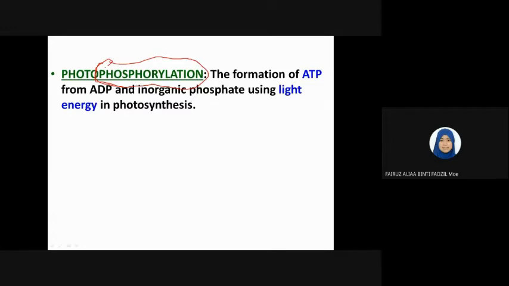Okay, when we say photophosphorylation, photo means using the light energy. So photophosphorylation means a process where we add a phosphate group to a molecule using the energy derived from light. That reaction occurs in photosynthesis, because in photosynthesis we are producing ATP with light energy as the source of energy. That's why photophosphorylation occurs in this process.